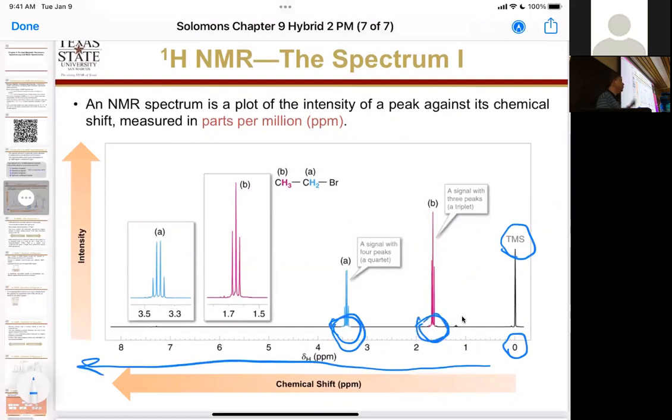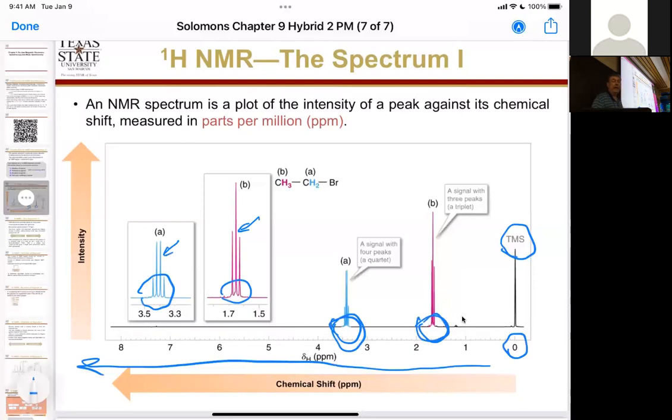So that means we have 2 kinds of hydrogen. We have 2 types of hydrogen in here, so we're going to have 2 signals. And this is splitting right here. This splitting pattern and this splitting pattern will show you exactly how many hydrogens are on adjacent carbons.